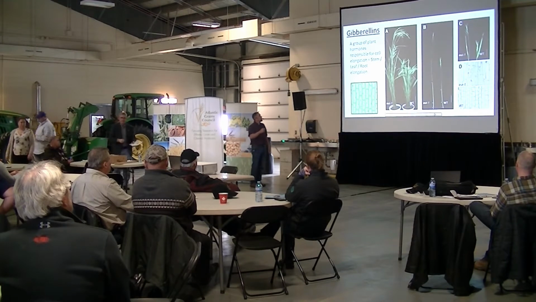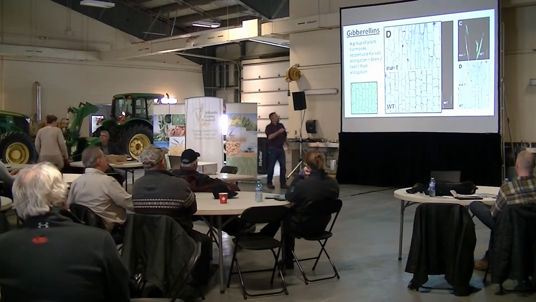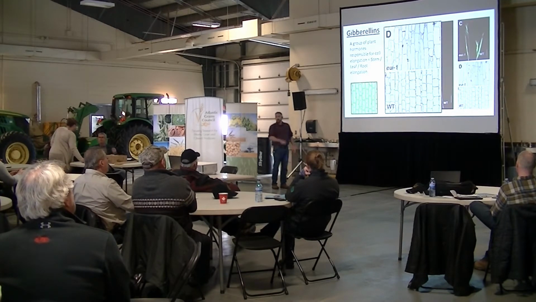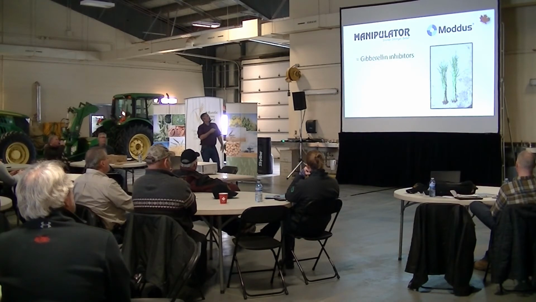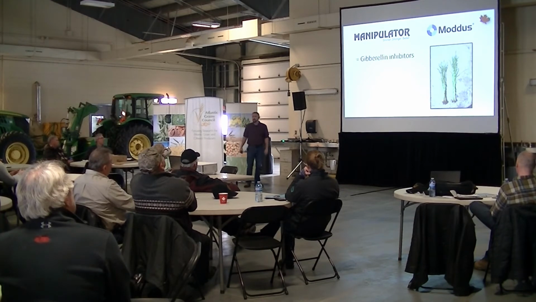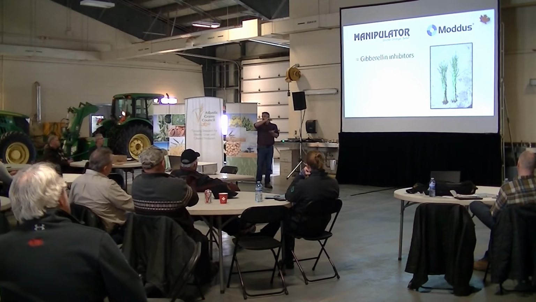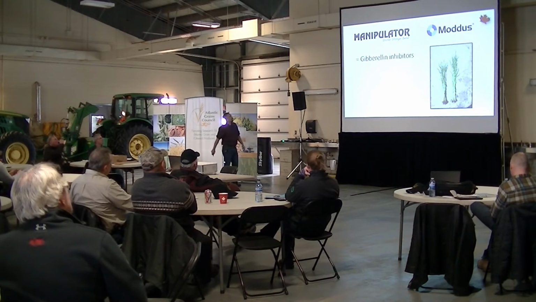And what happens is essentially this. You have cells beforehand, and once gibberellins act upon them, they lengthen. So those 2 chemicals here, Manipulator and Moddus, both act as gibberellin inhibitors. So they prevent gibberellins from allowing that cell elongation. They stop cell elongation, not totally, but they act upon that. So that's how those work.